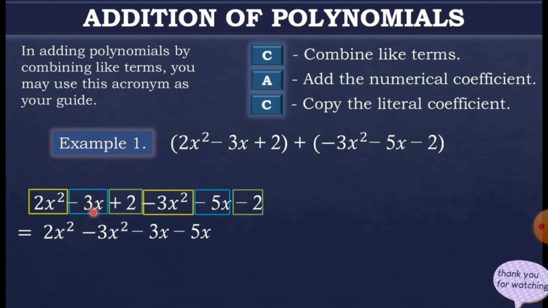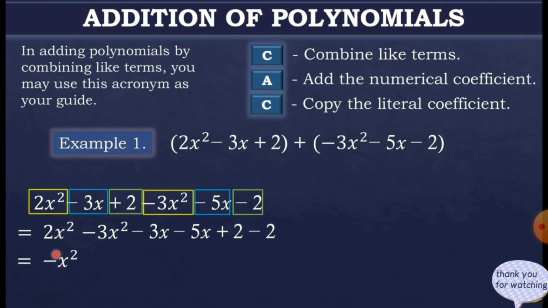To make it easier to understand, mas maganda yung magkatabi, yung like terms. So just like for example here, 2x squared and negative 3x squared. So magkatabi sila. And then negative 3x and negative 5x, magkatabi rin sila. Then the constant numbers. So since magkatabi na sila, so it's easy to compute or do the operation. So for 2x squared, magiging minus ito, minus 3x squared. Remember the rules in subtracting integers. Okay, so magiging negative x squared.